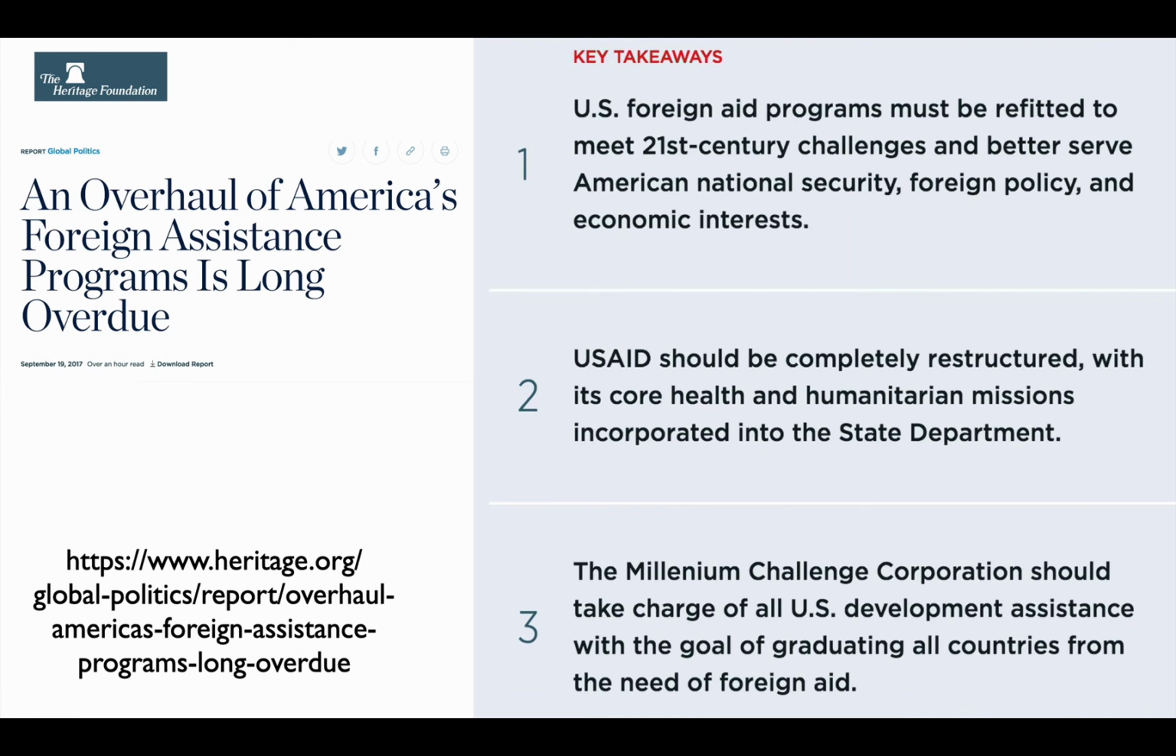So Heritage says, how do we reform foreign aid for the 21st century to make it better fit American interests and be more effective? They say USAID should be completely restructured, and much of its tasks should be put in the State Department. Then the Millennium Challenge Corporation, which is part of the project that Jeffrey Sachs and the Bush administration pushed in a big way, and maybe the Clinton administration, these programs are problematic and should be reevaluated, and that's what this proposes from Heritage.